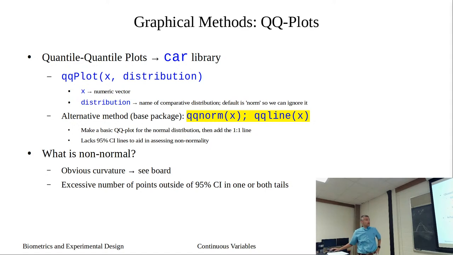But if you wanted to check whether it fits the T distribution, or the F distribution, you could with the quantile-quantile plot using this qqPlot command. As I said, the alternative is a two-line code, qqnorm and then qqline, and that'll make something similar. But we're not going to do that. We're going to use qqPlot. So let's take a look at it.